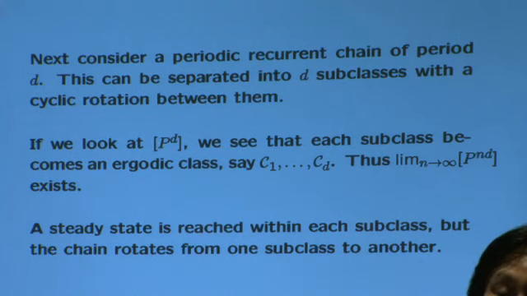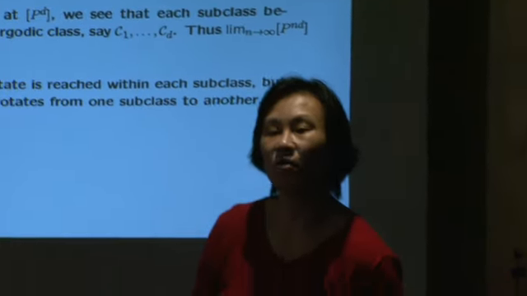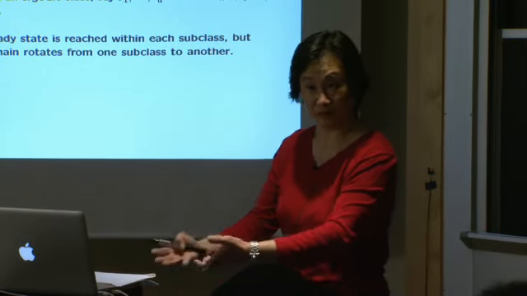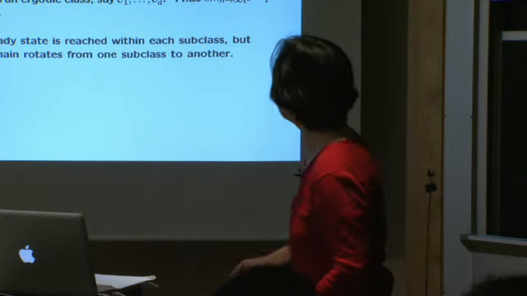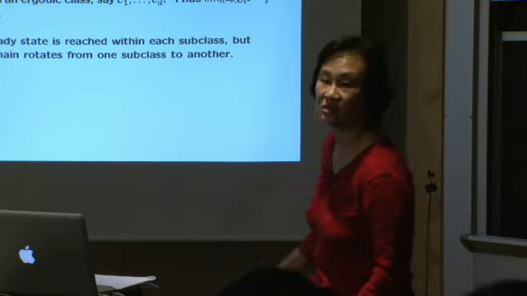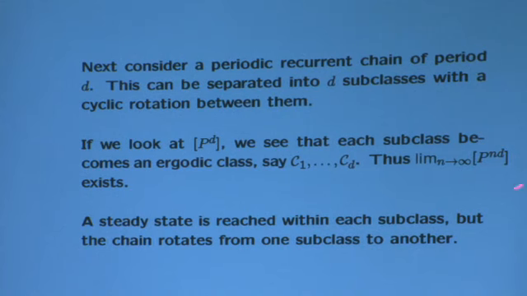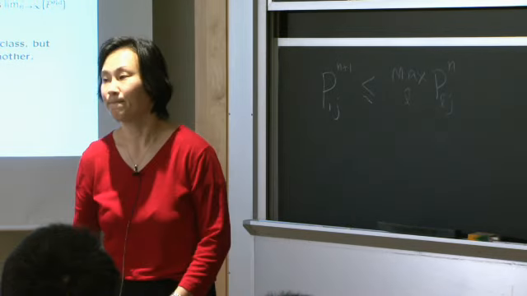Yes, go ahead. For example, the simple chain with states 1 and 2, it doesn't converge. No, here it does, but d is equal to 2 in that case. So you have to look at nd, P squared. If I look at P squared, I'm always in 1, 1, 1, 1, 1. That's converging. The other one is 2, 2, 2, 2, 2. That's also converging.